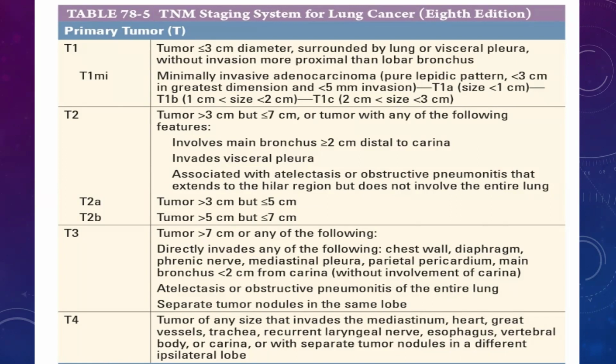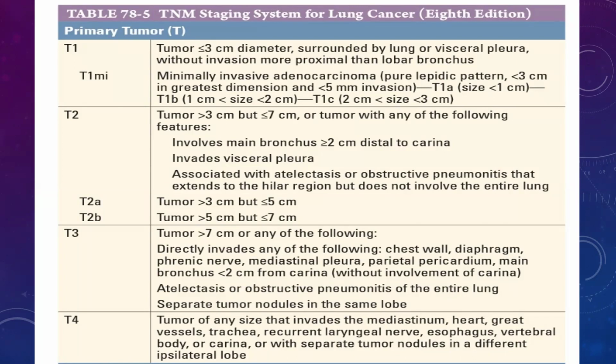Once your tumor is more than 7 centimeters, then that's under stage T3. Or if it has any of the following features: involvement of important structures which are still operable, so the chest wall, diaphragm, phrenic nerve, mediastinal pleura, parietal pericardium, main bronchus less than 2 cm away from the carina without involvement of the carina itself, then those will fall under T3. If there is atelectasis or obstructive pneumonitis of the entire lung, again, that falls under T3.